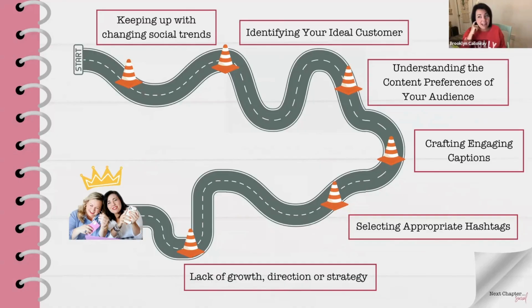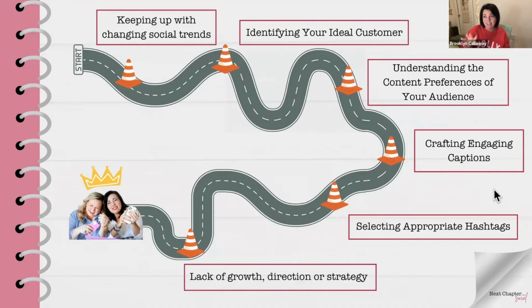Selecting appropriate hashtags and even knowing if that's important or not anymore. And lack of growth, direction, or strategy. These are the little pitfalls that we help you overcome. And each one of these is like a 3-month coaching program. Okay. But we're going to try to help you get through some of these within this class. But we know that you struggle with these.